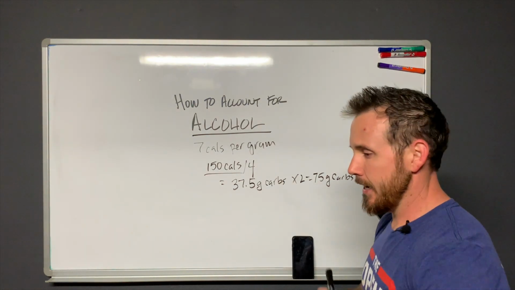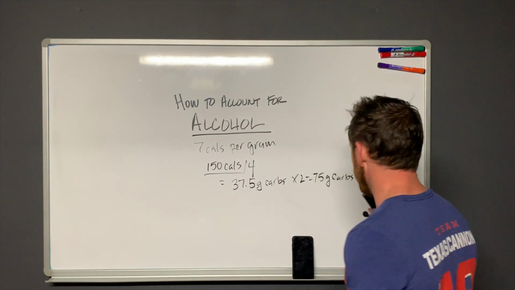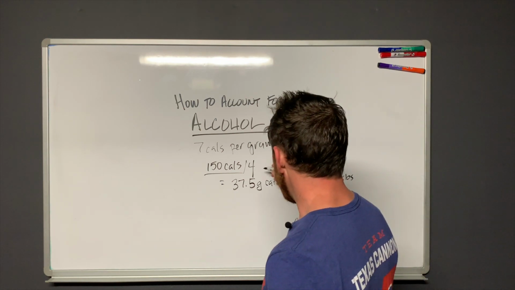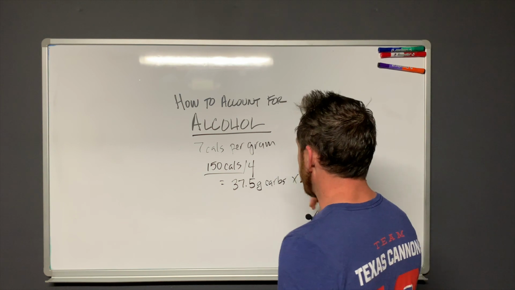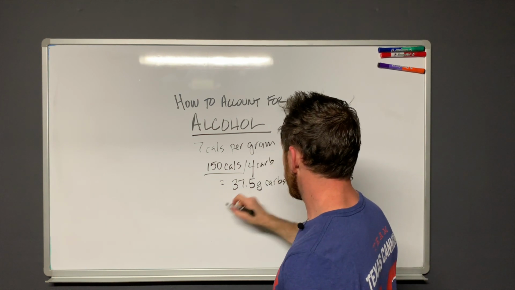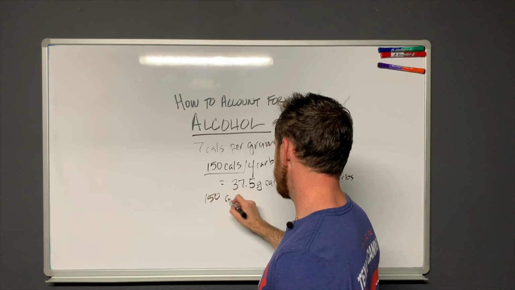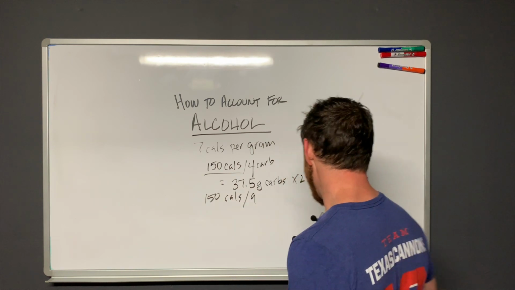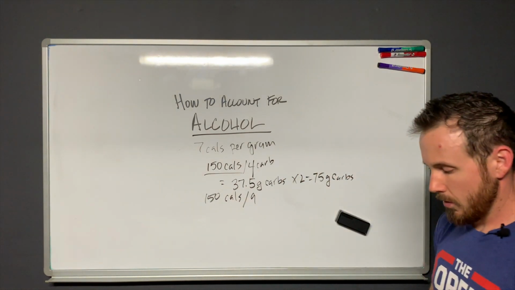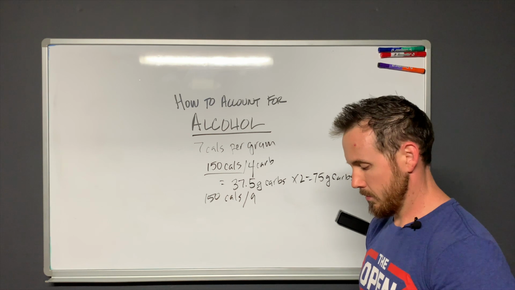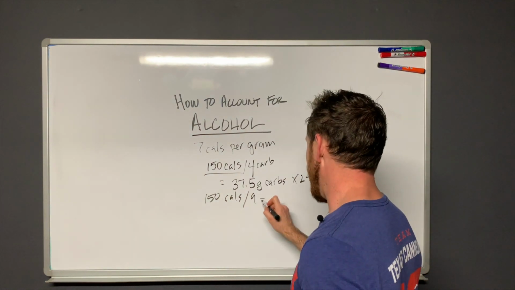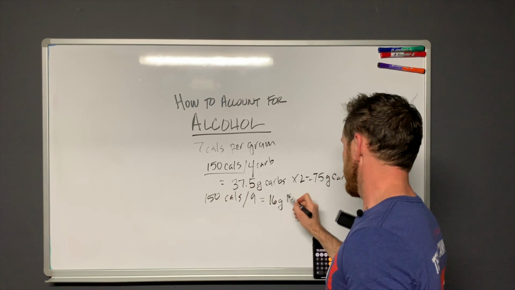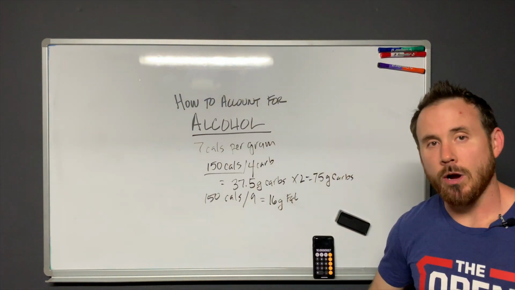Now, let's say you're a little bit on the lower carb side and you want to manipulate your fats. So we have 150 calories divided by 9, which equals 16.6 grams of fat for that one glass of wine.